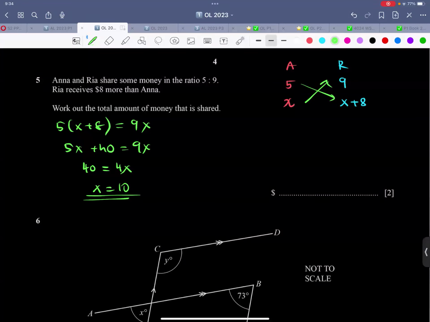This is the amount that is received by Anna. And what is the amount received by Ria? So Anna is receiving X, this is 10, and Ria is receiving 18. So therefore, the total is $28 that was distributed between them in a particular ratio.